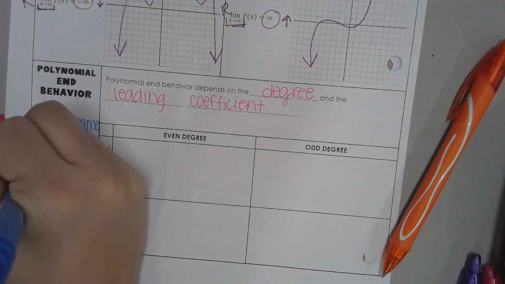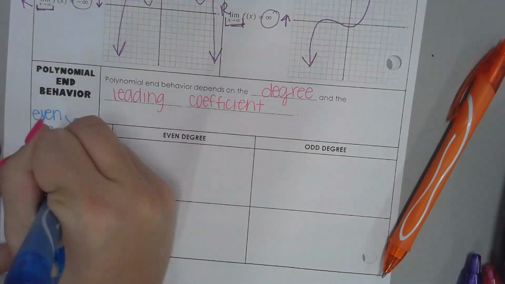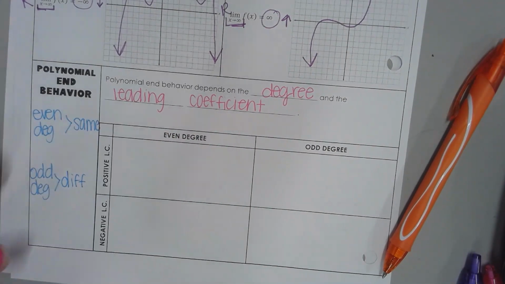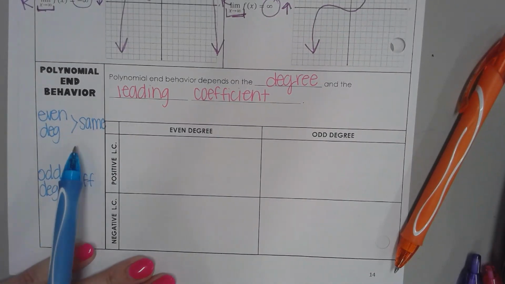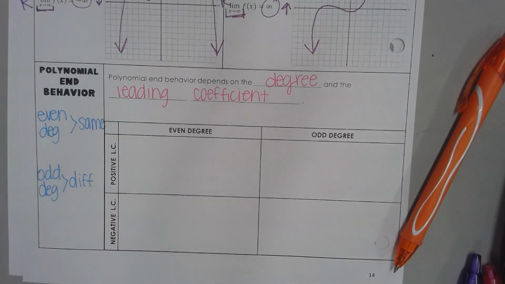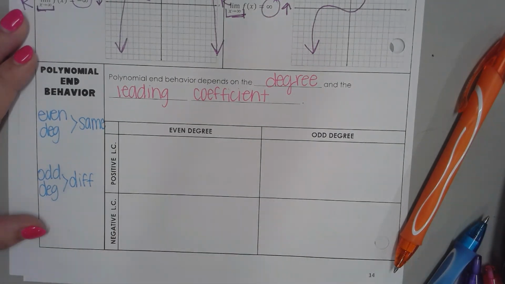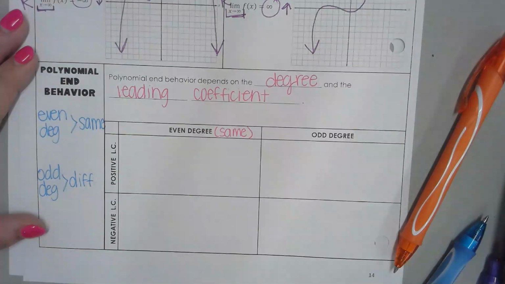If it's an odd degree, they go in different directions. So one will go up and one down. And whether they point up or down depends on if you have a negative in the front or not. So let's start with the even degrees. They're both the same.